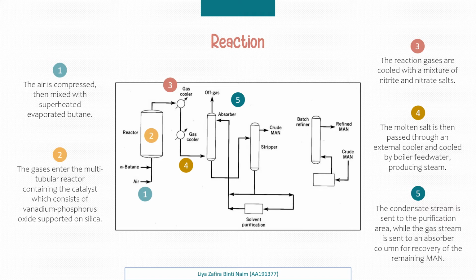The reactor exit gas stream, which contains maleic anhydride (MAN), water vapor, carbon dioxide, oxygen, nitrogen, and unconverted butane. This stream is partially condensed, and the condensate stream is sent to the purification area, while the gas stream is sent to an absorber column for recovery of the remaining MAN.